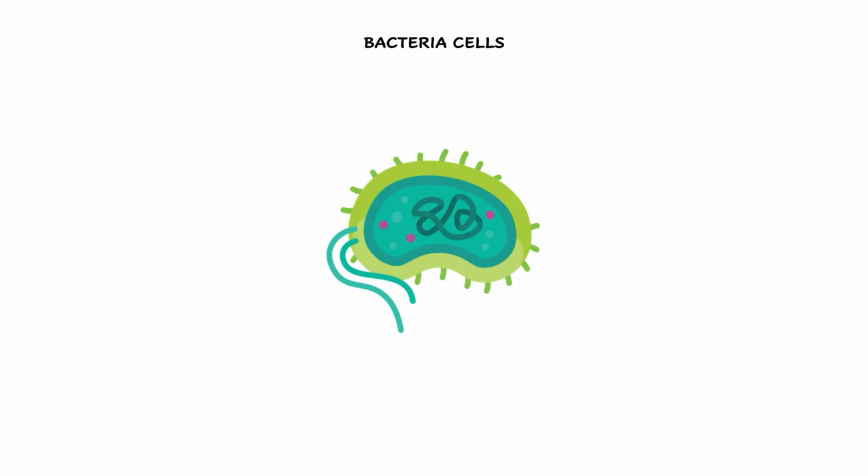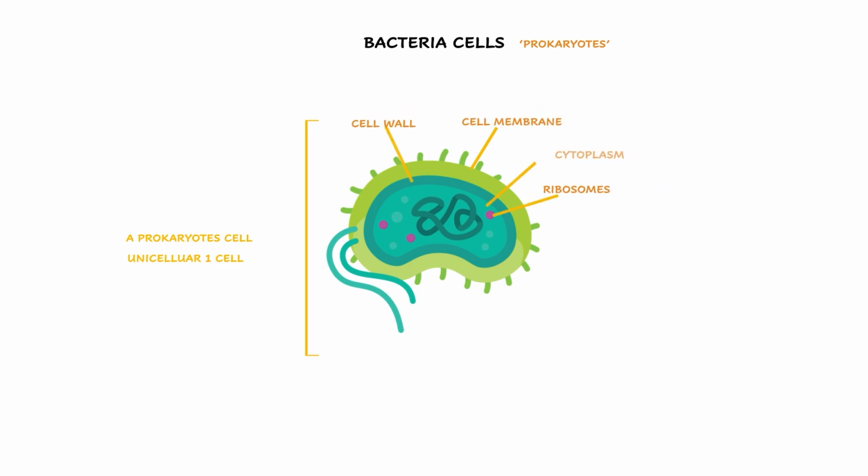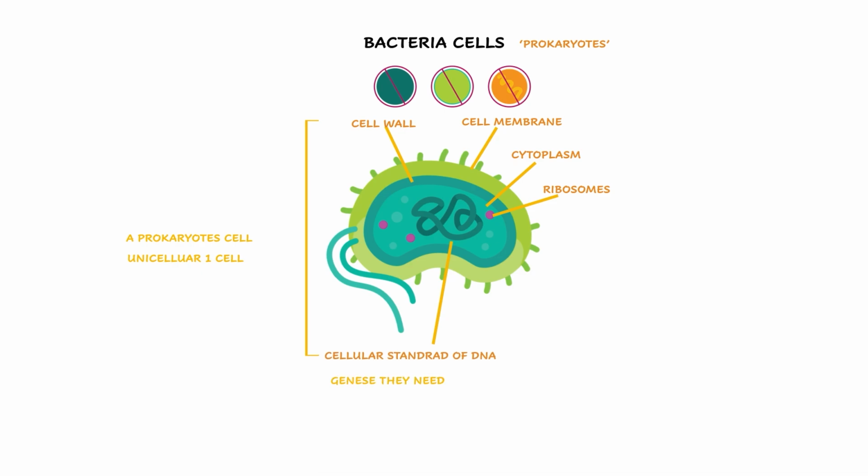Lastly, let's examine bacterial cells. Bacteria are prokaryotic, meaning they consist of a single unicellular prokaryotic cell. Like eukaryotic cells, they have a cell membrane, cell wall, ribosomes, and cytoplasm. However, they lack mitochondria and chloroplasts, and they don't store their genetic material in a nucleus. Instead, their DNA exists as a single circular strand floating in the cytoplasm, containing all the genes needed for survival and reproduction.